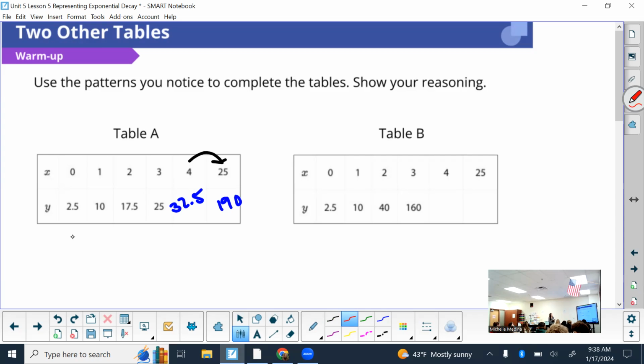It adds 7.5 each time between the Y's. All right, for the X's, it's going up by 1 up until here. But usually when we're looking for patterns, we're looking more in the Y's, because that'll tell us what type of function it might be. So table 9, if it's adding each time, what type of function is that?